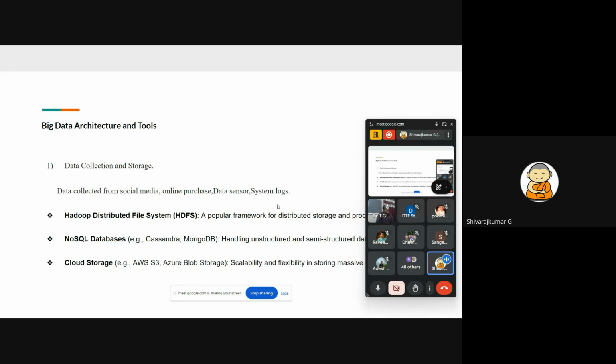And we also use cloud storage, because cloud storage is very important. Every software industry now is integrating the cloud to store data, because it is very flexible. For example, in the cloud, Amazon Web Services S3.